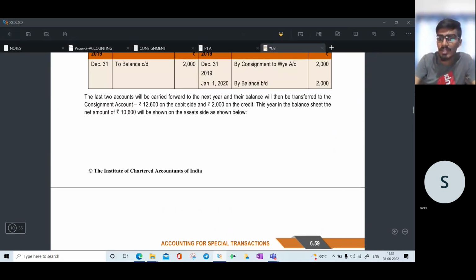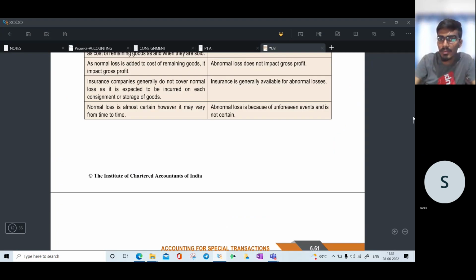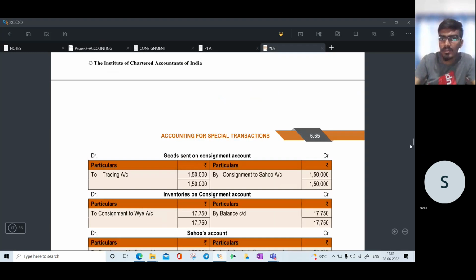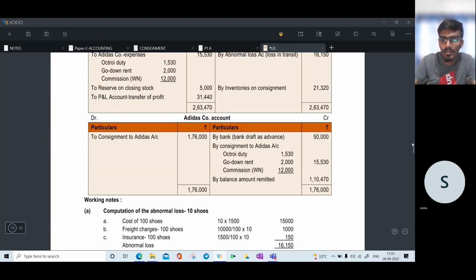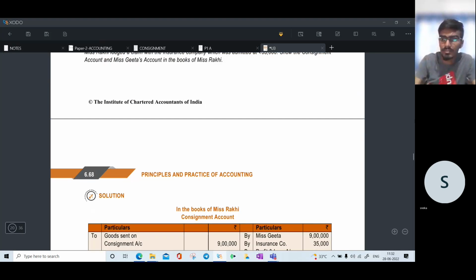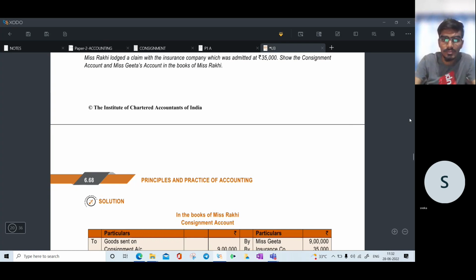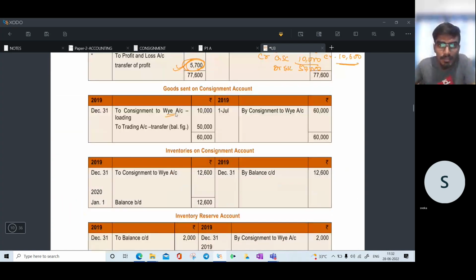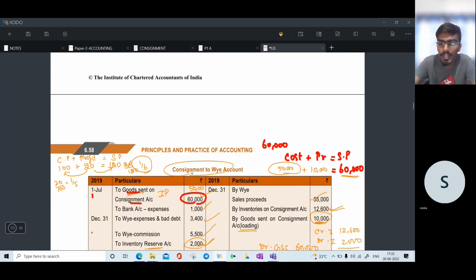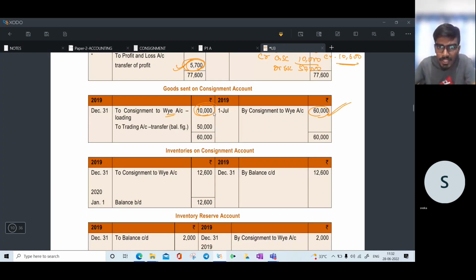A goods sent on consignment account is very much simpler. Goods sent and consignment account, how much is there? You put 10,000 there. Here it is just a cross, you just change it to cross. What have I done here? Have you put this 60,000 in goods sent on consignment? Then consignment to Y account, or consignment to W account, or just consignment account, we put, and what can we do? Here 60,000, then opposite 10,000, that cross comes here. Then the remaining 50,000 is the balancing, which should be transferred to trading account. Then inventories and consignment 12,600.